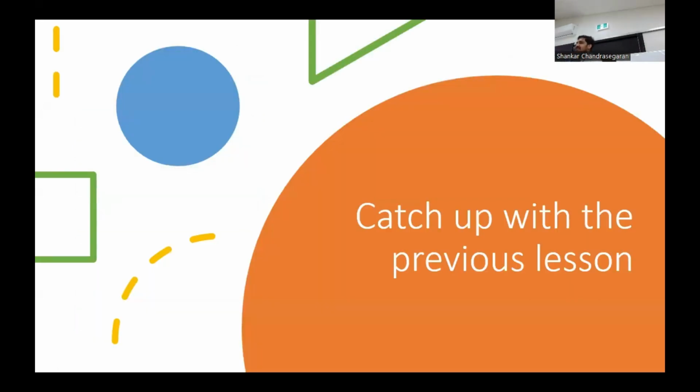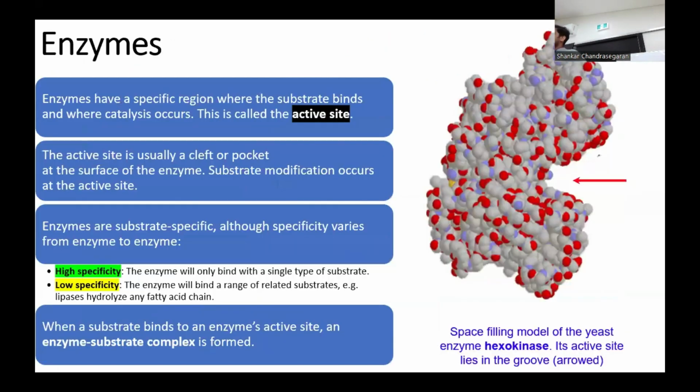Okay, let's do a small catch up of the previous lesson because I realized that it's been a while since we've done the lesson, so I'll try to go very quickly about enzymes. Okay, so enzymes, they are biological catalysts. They have active sites where a substrate molecule will bind. Okay, these substrate molecules and enzymes are very specific for each other. Okay, one enzyme will only allow for the binding of one substrate.